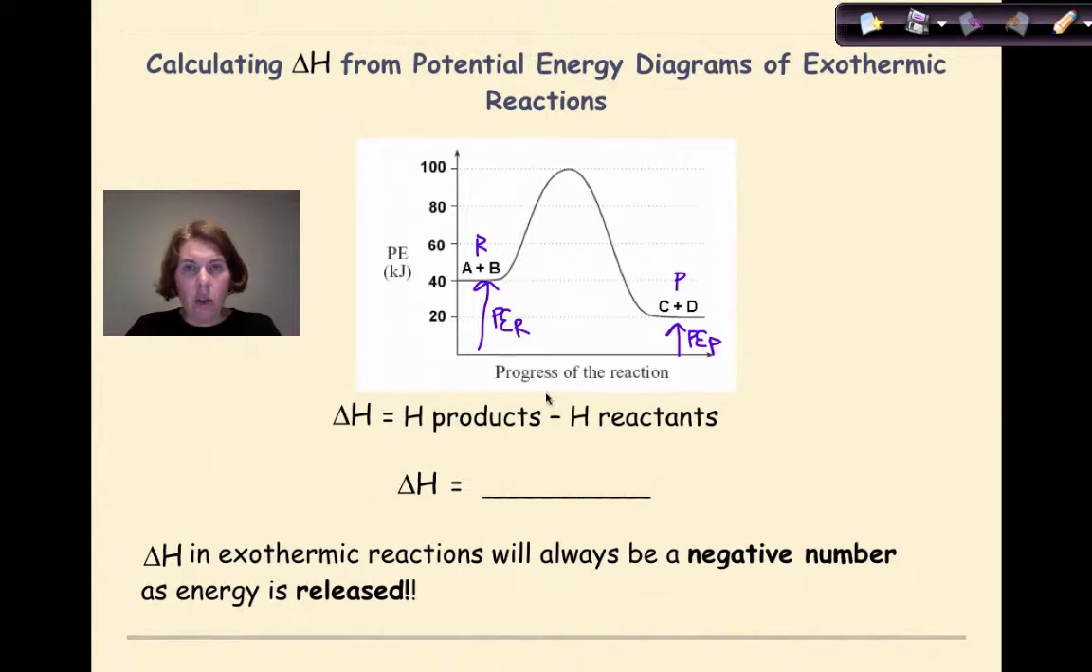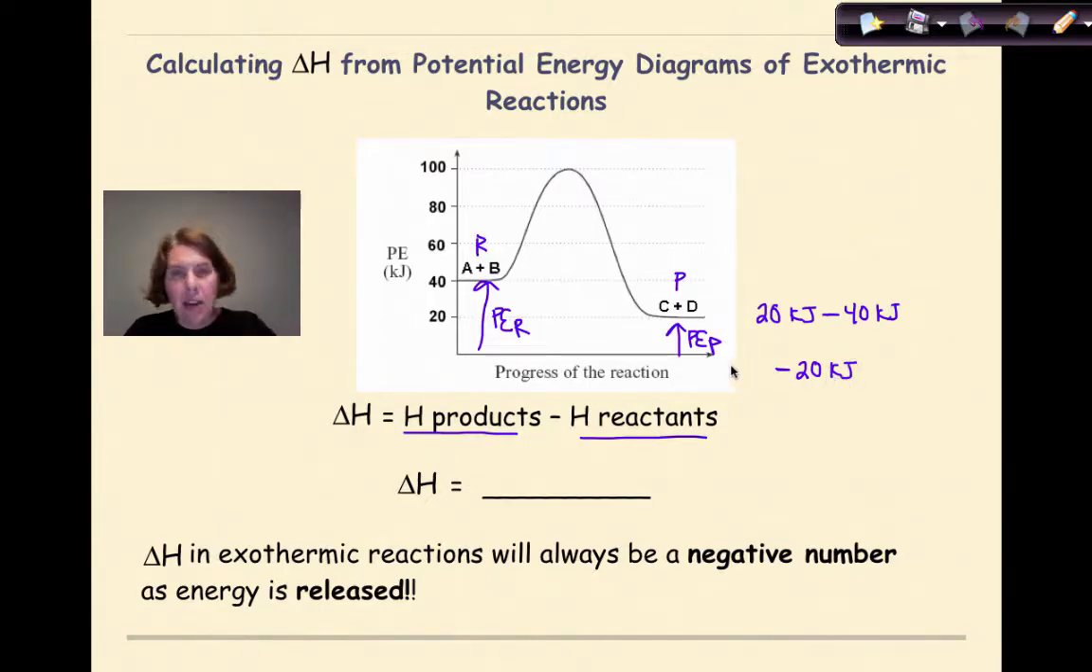So to figure out the overall delta H, we're going to take the energy of our products minus the energy of our reactants. So if we follow this line across, we see that we have 20 kilojoules minus our reactants, which is at 40 kilojoules. So 20 kilojoules minus 40 kilojoules will give me negative 20 kilojoules. And all that negative means is that energy is released out into the environment.